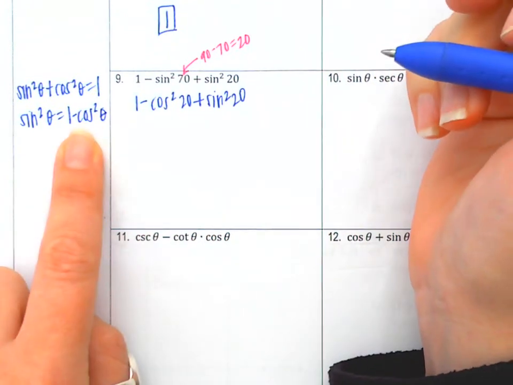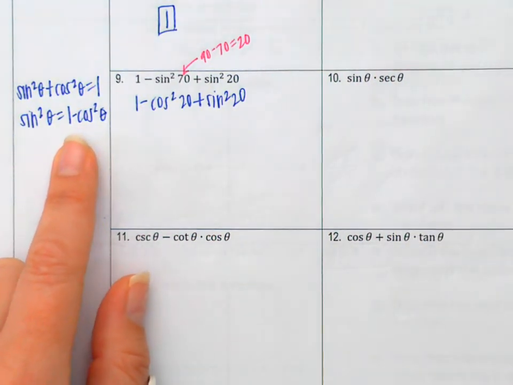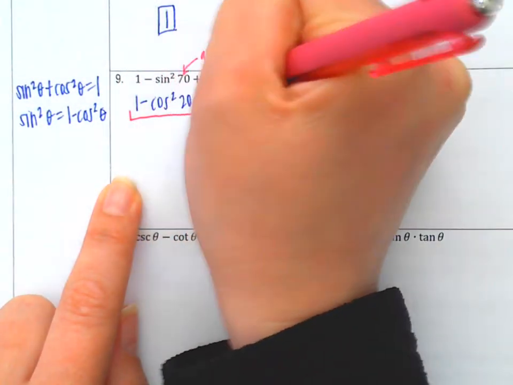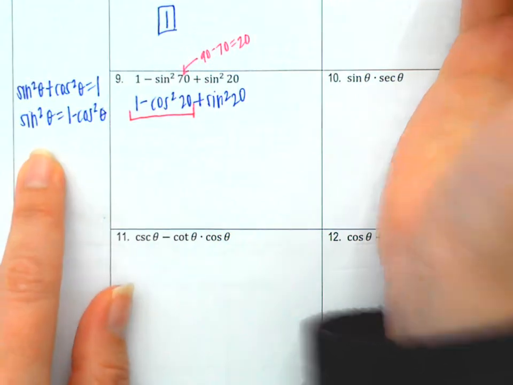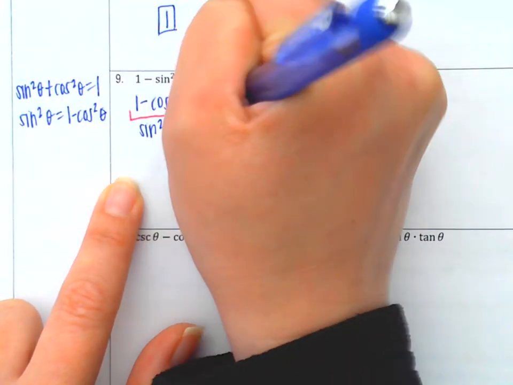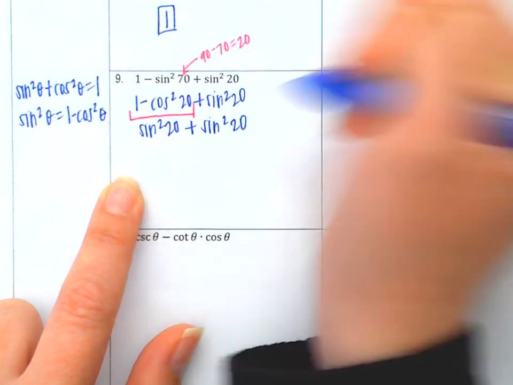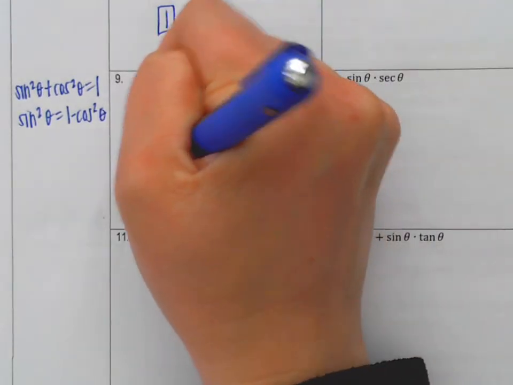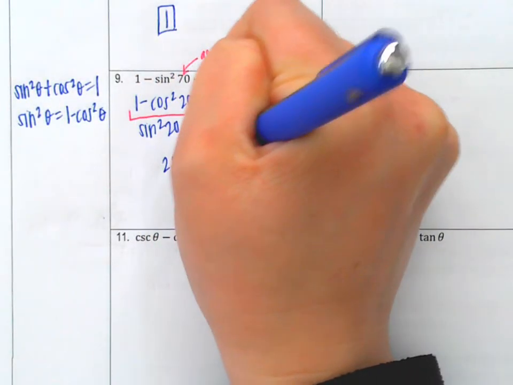Now, do we in our problem see 1 minus cosine squared? And we do. So I can rewrite this. I know that 1 minus cosine squared 20 is actually going to be sine squared 20. Ooh, and this one doesn't end all nice and pretty like the other ones, which a lot of yours aren't. So be prepared. So sine squared 20 plus sine squared 20, they're the same thing. So all it is there's just 2 of them. So we would write that as 2 sine squared 20.